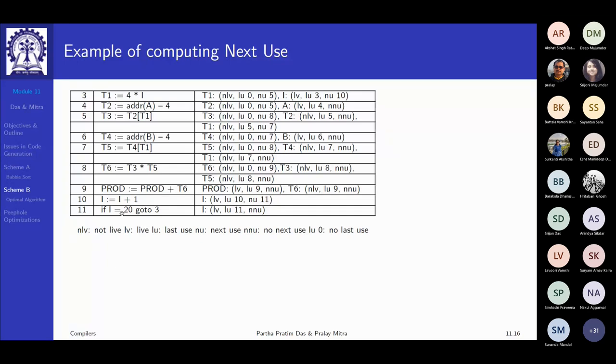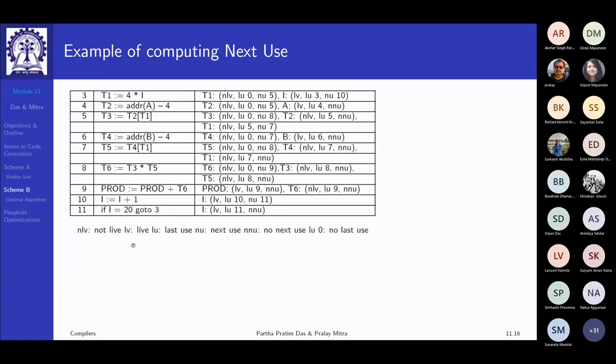So here is a sequence of instructions. These are the variables. Programmer variables are A, B, and product. You can easily understand that this is an inner product being computed between two vectors A and B, and this is a Fortran example, where the array indexing is from 1, so you are adjusting for that.